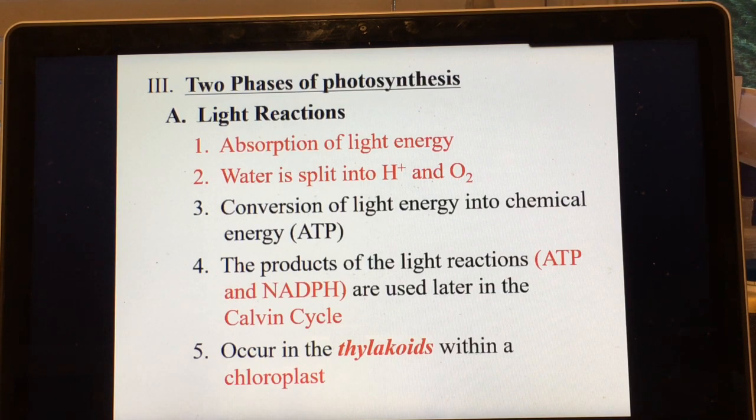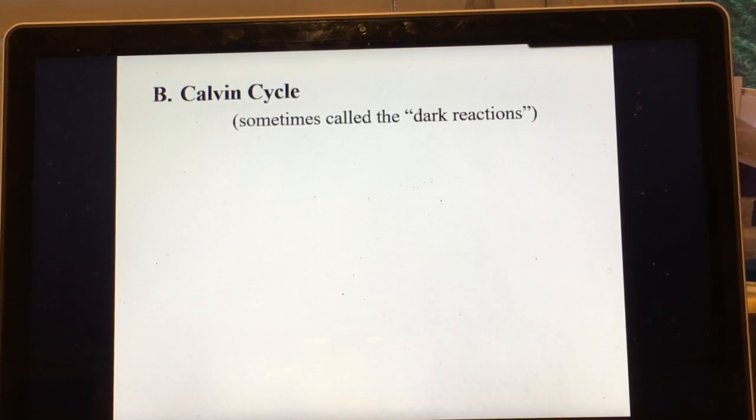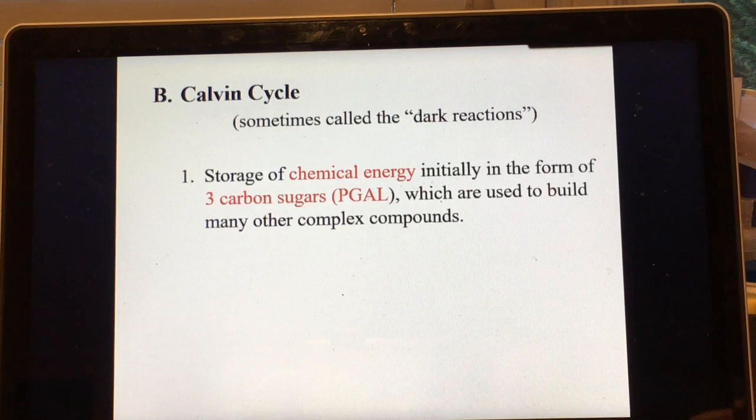The light reactions occur in those little discs that I showed you earlier in this video within the chloroplast. The Calvin cycle used to be referred to as the dark reactions, but we really can't call it that anymore because it doesn't actually happen in the dark. But sometimes your teachers will still refer to it as the dark reactions because that's what it was called when we were studying this back in 9th or 10th grade.